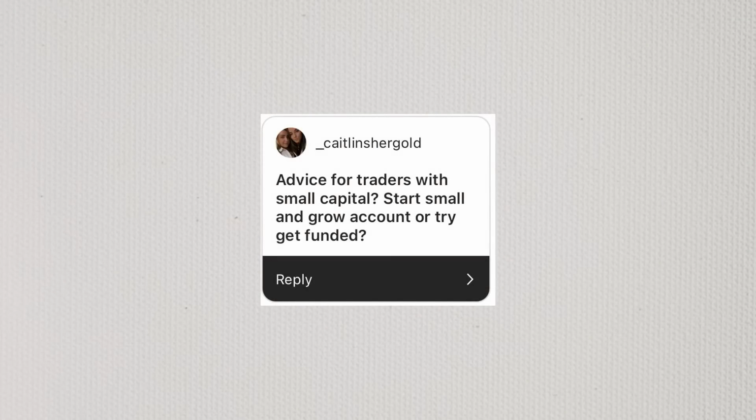Advice for traders with small capital: start small and grow the account, or try to get funded? Do both. Realistically, to have any kind of go at trading, you're going to want 5 grand. Now, presuming that you've got the ability and you've proven profitability, I would risk a little bit higher if I was trying to grow a small account.